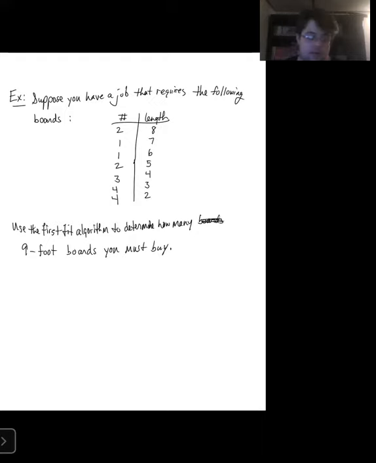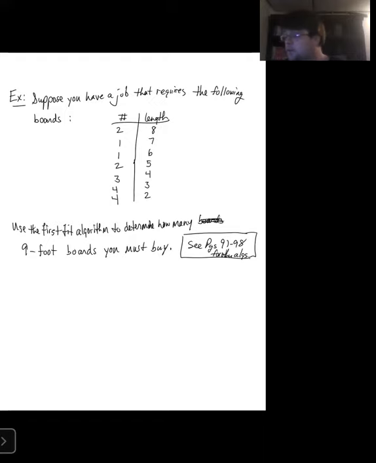There are a couple other algorithms we're not going to cover. I think the first fit, well, technically the first fit decreasing, is the nicest algorithm. It makes the most sense. But if you want to look at a couple other algorithms, you can look at pages 97 to 98 in the textbook. I'm not going to test you on the other ones. I'll test you on this one.